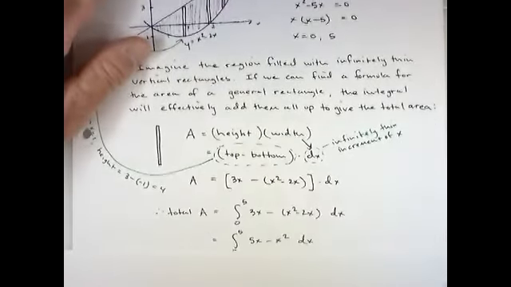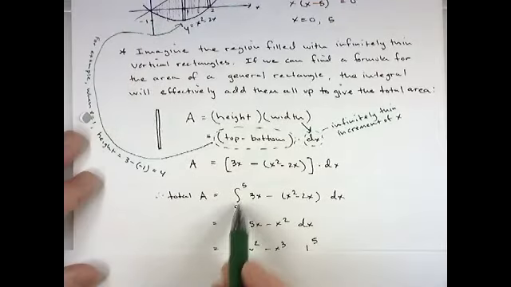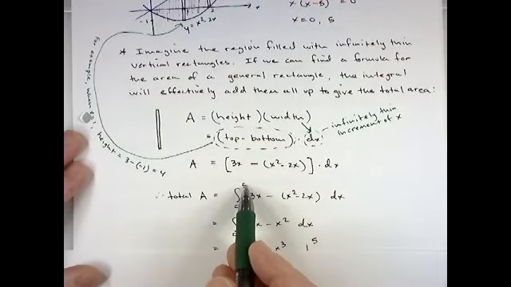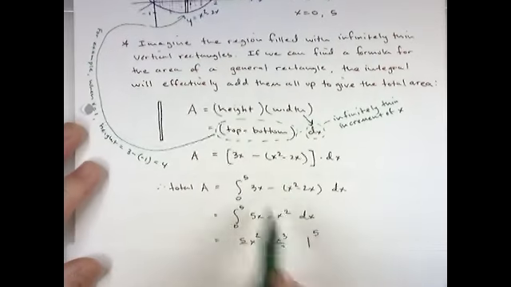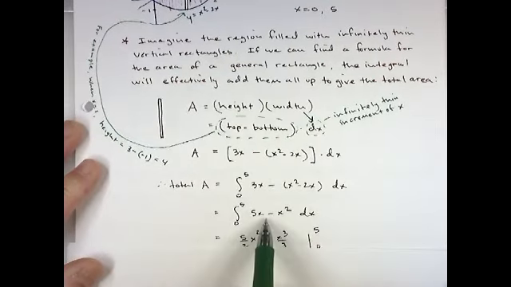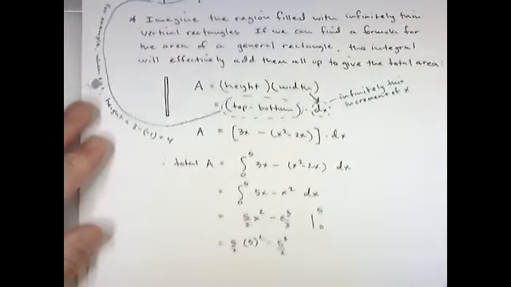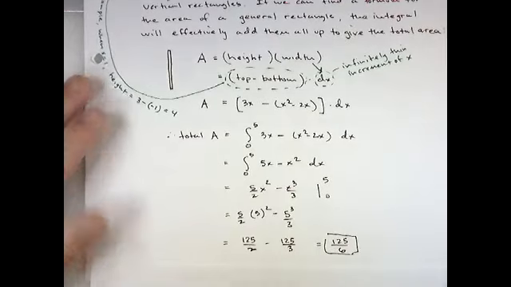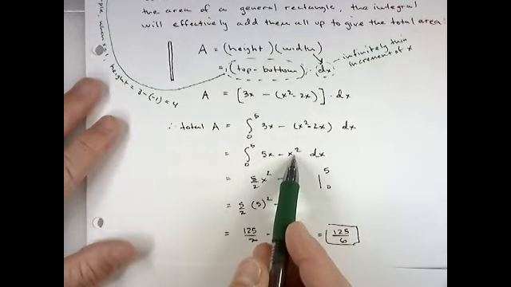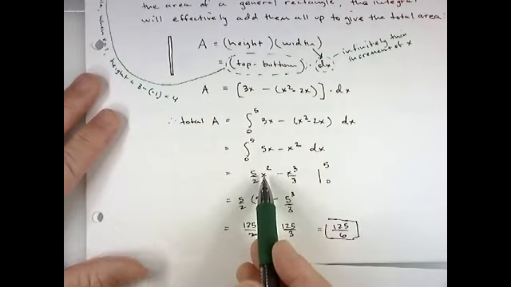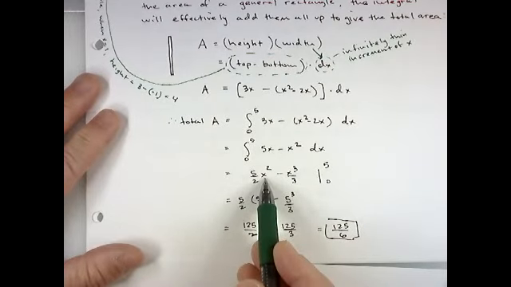Then you would just integrate, add up all of those rectangles, from 0 to 5 of this formula. And of course, to work it out, I'd probably distribute the negative and simplify, combine a couple of terms. This will give you 5x minus x squared. Using the fundamental theorem of calculus, find our antiderivative.